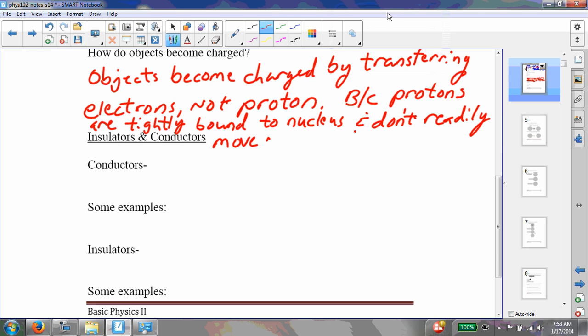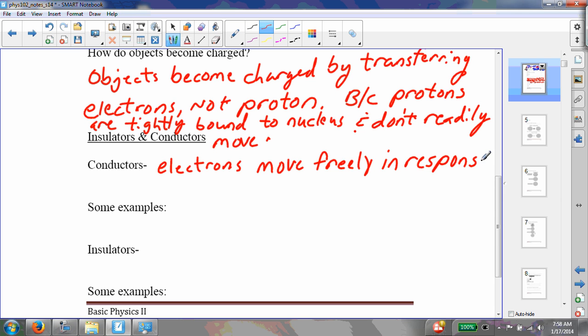Okay, we're going to look at two different types of materials. Those are insulators and conductors. Now, in conductors, electrons move freely in response to other charges. You're probably very familiar with conductors.